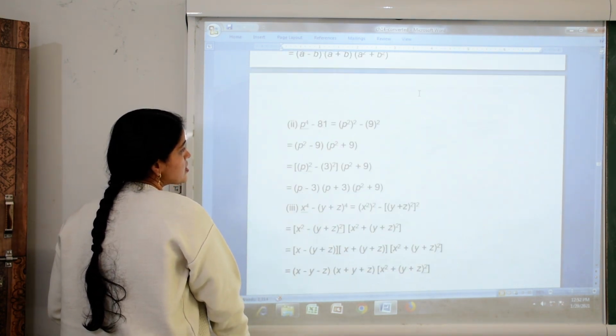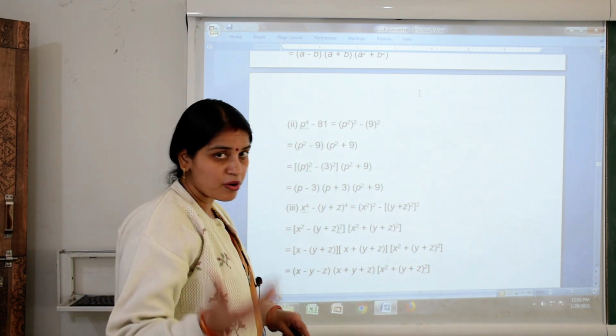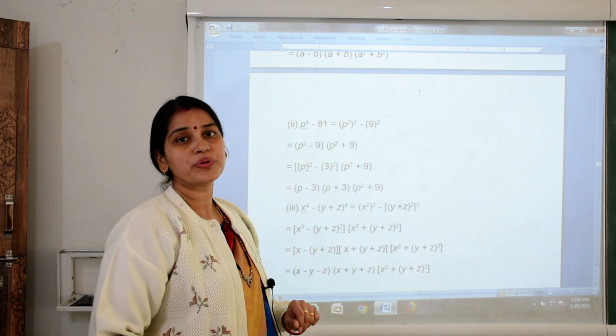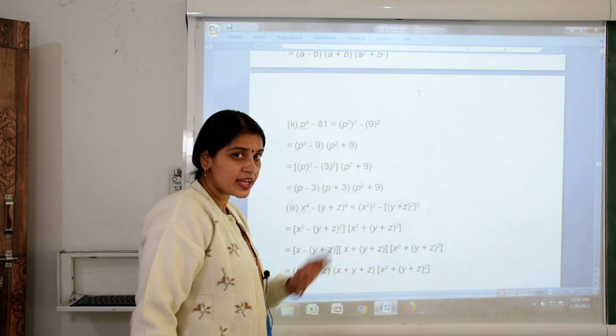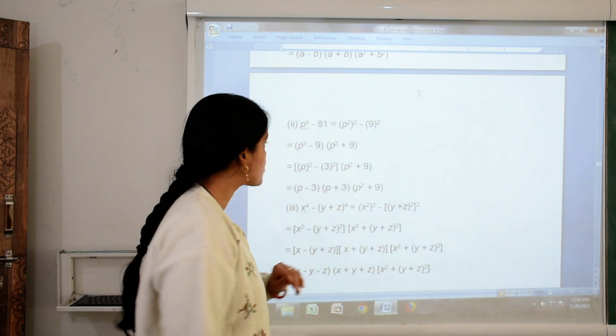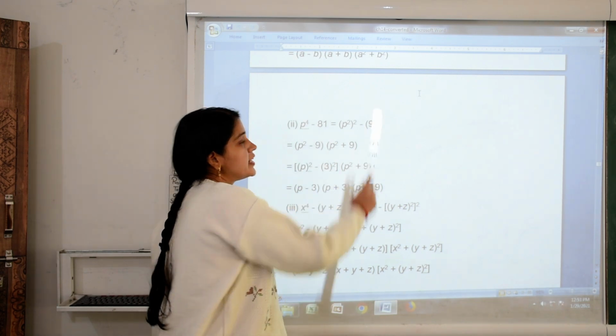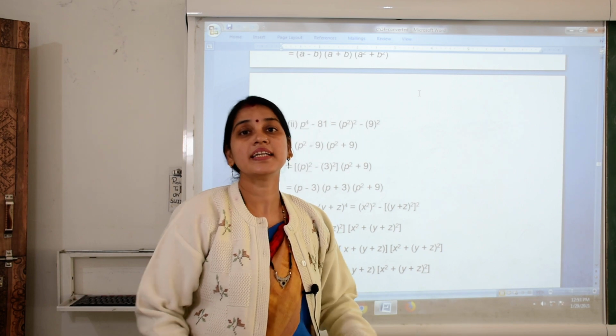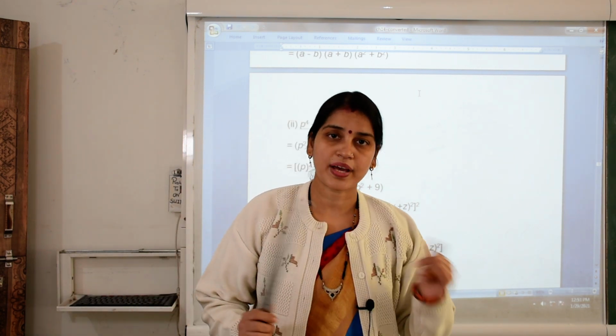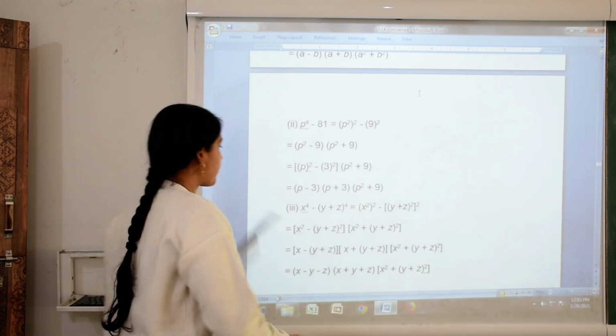So in this way, first you have to convert it into the form of an identity and then solve. Like here p to the power 4, we write it the same way, p square whole square. 81 we write as 9 square. Now again we can apply identity third, that is a square minus b square.